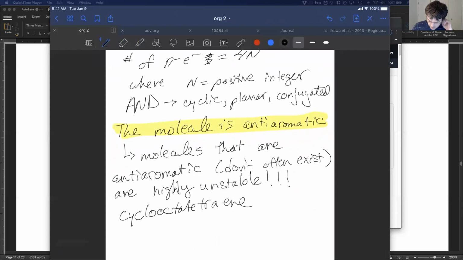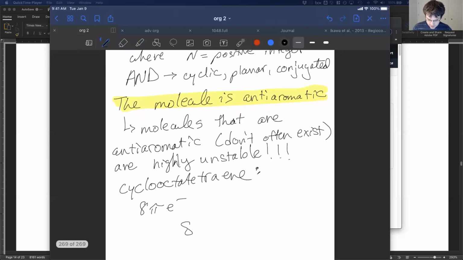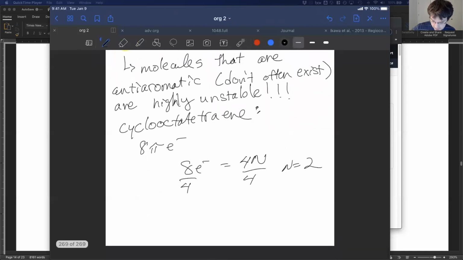Cyclooctatetraene. Okay, so cyclooctatetraene has 8 pi electrons. And so if we set 8 electrons equal to 4n, then n is equal to 2. So cyclooctatetraene is not aromatic, it's anti-aromatic. Right? No, but we're going to write it down anyway.